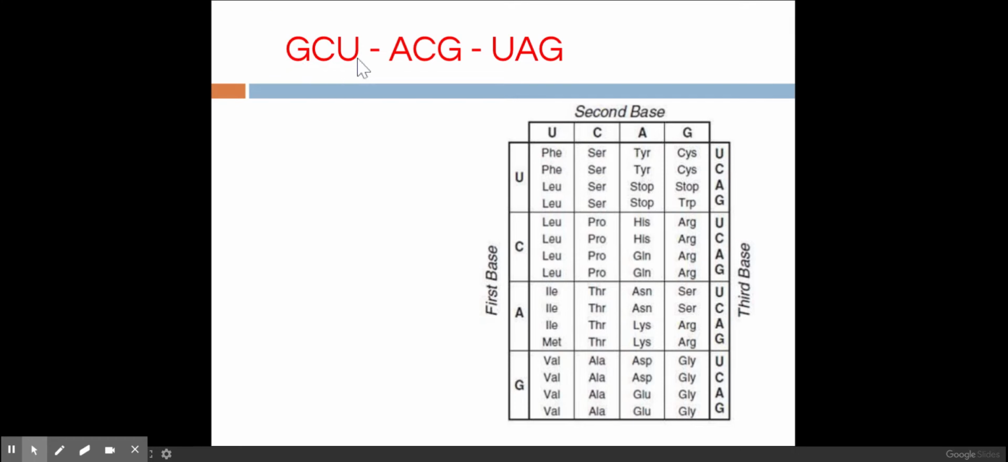if we're looking at, so we have G, C, U. If you check here, you're going to look for G. You're going to look for G, C, and then U. So it's going to be ALA, and then ACG, find A, and then C, and where that meets, and then G, you come over, you have THR, and then UAG, you get a stop, so you stop.